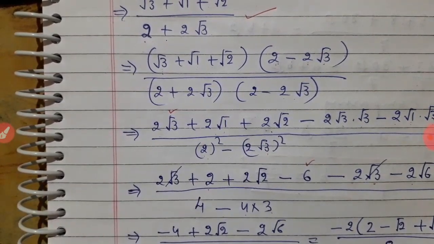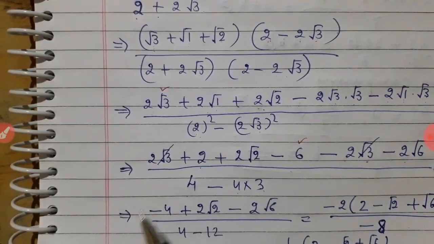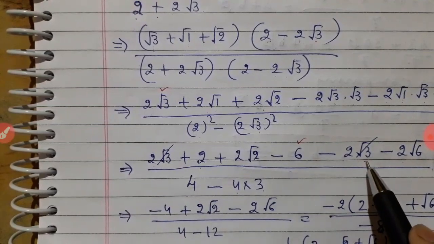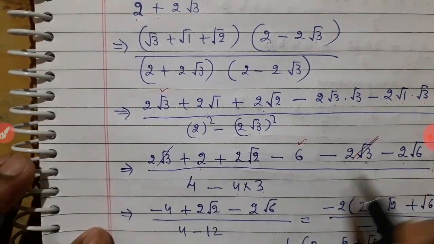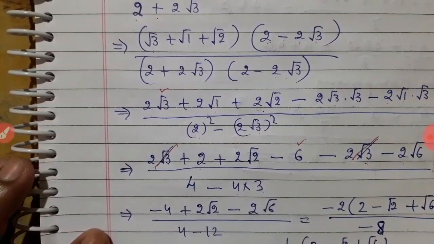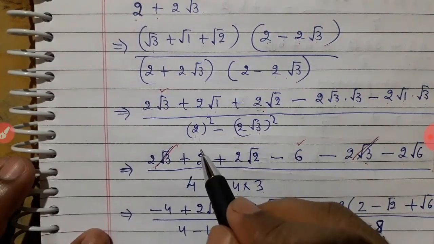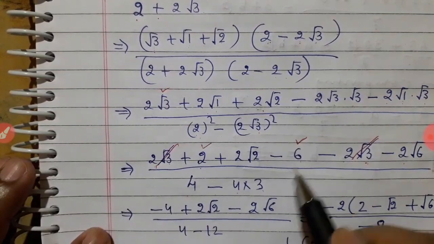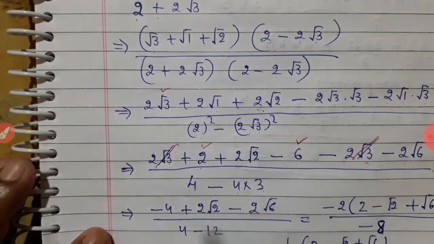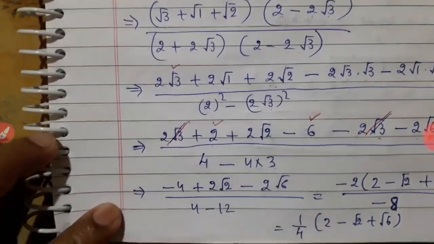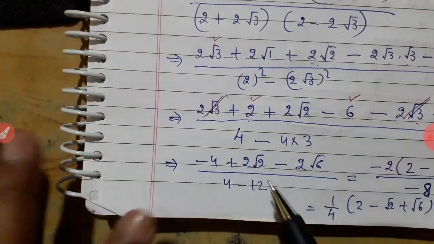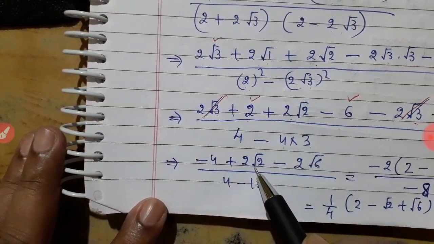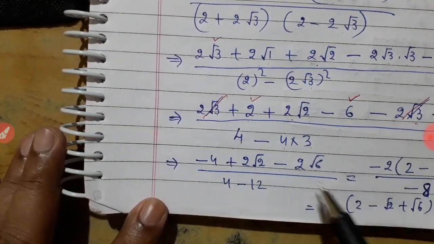So here we have got the number. Now you see this is 2 root 3 positive, and here 2 root 3 is negative, so we can cancel this number. Then remaining what we are having, you see here 2 minus root 6, 2 minus root 6 will become minus 4. Okay, so we get this value, and then here 2 root 2, it is here, and then minus 2 root 6, it is here.